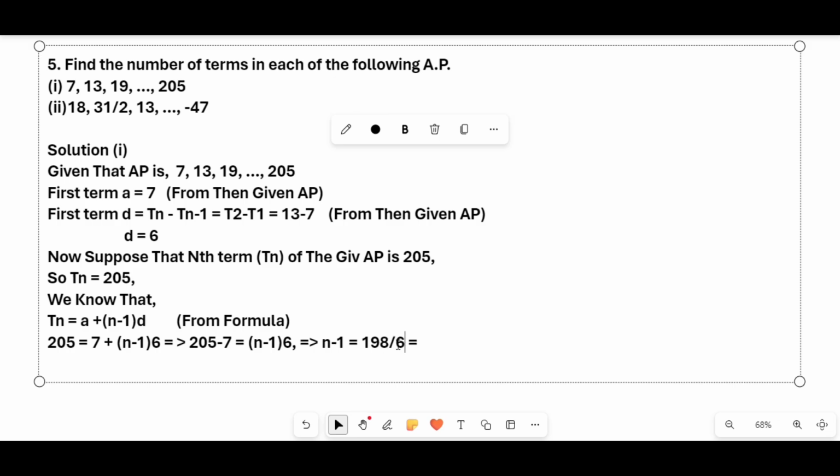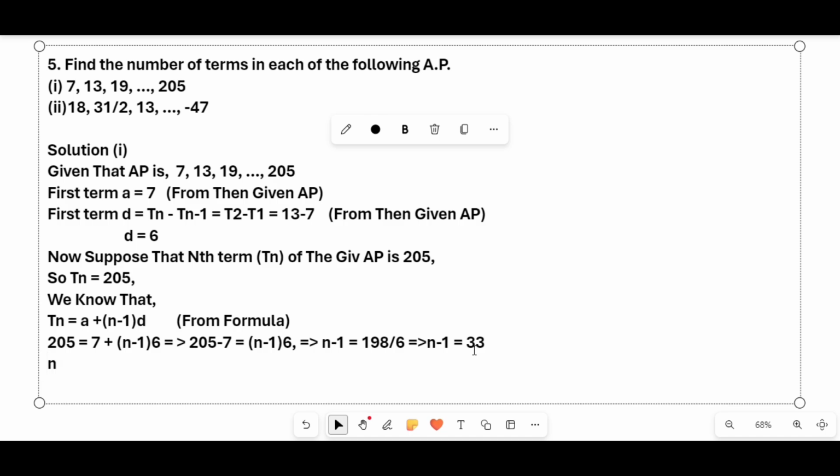Okay, if we do this one, 6 3s are 18, once remaining remainder, again 6 3s are 18. Okay, so n minus 1 is equal to 33, or n is equal to 33 plus 1 is equal to 34.